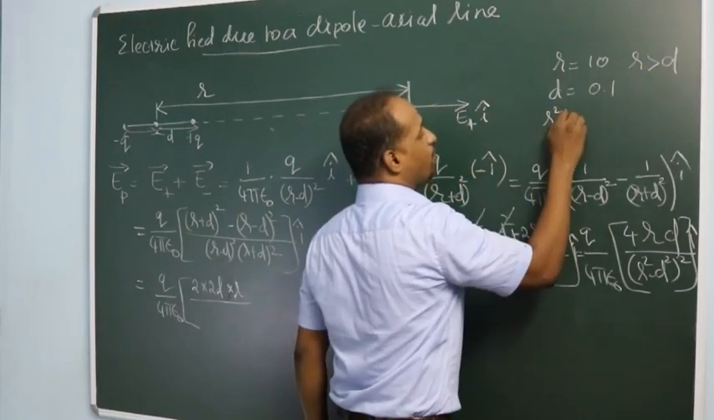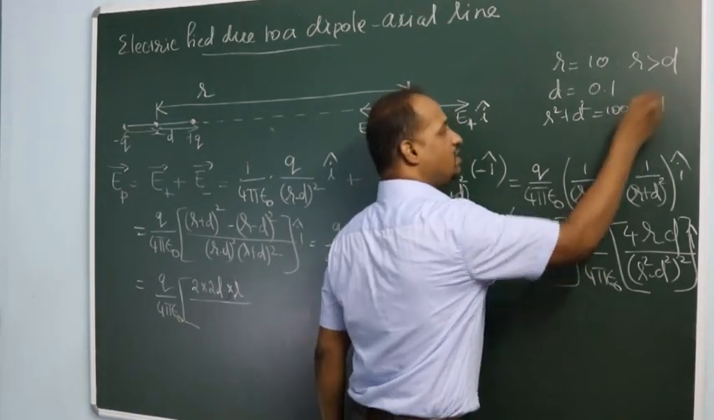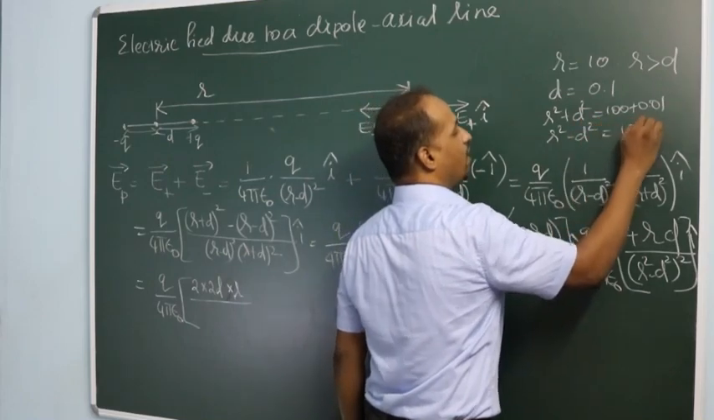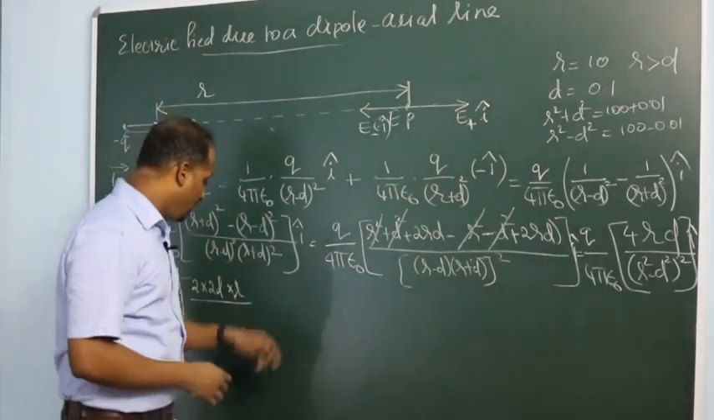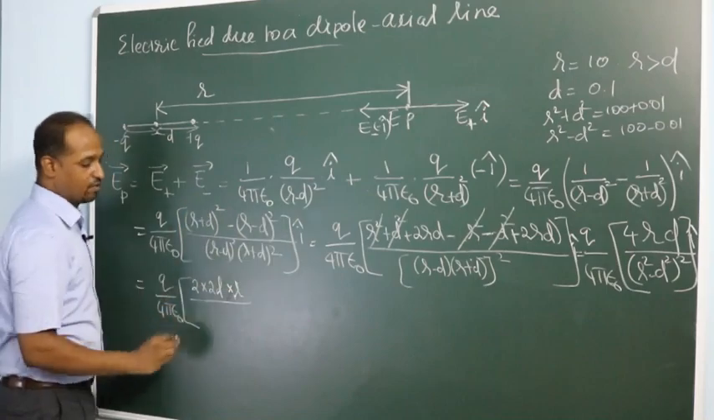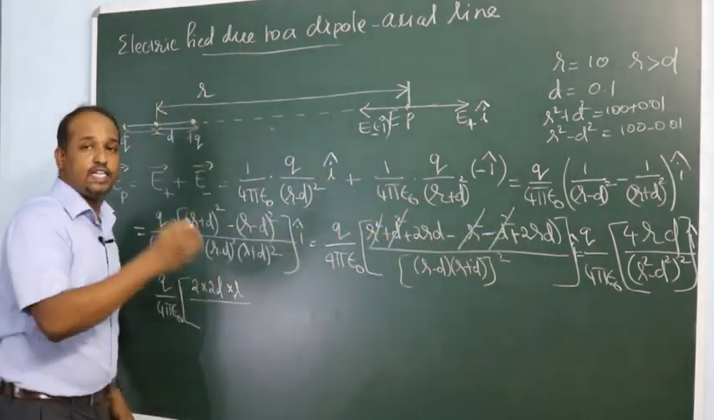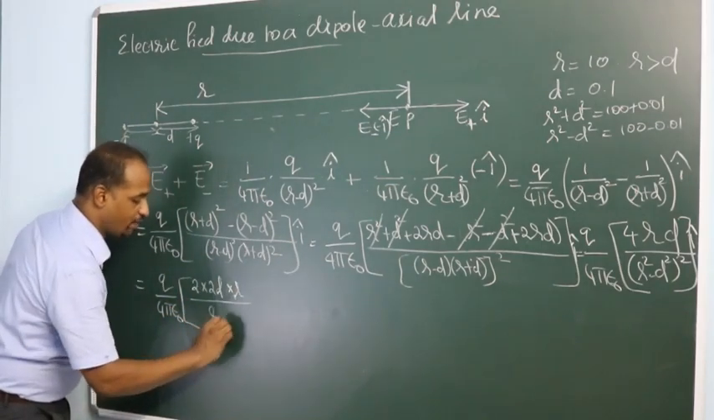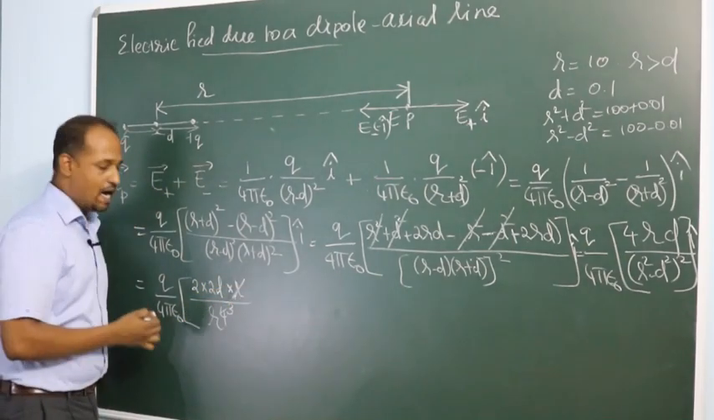What is r square plus d square? 100 plus 0.01, which is almost equal to 100. So what is r square minus d square? 100 minus 0.01, which is also almost equal to r square. In that line, r square minus d square whole square, I am assuming it to be just r square, because I am going to find out the electric field at a far point where d is far less than r. In that case, this can be written as r square whole square, which becomes r power 4. This r and power 4 will be cancelled, leaving r cube.